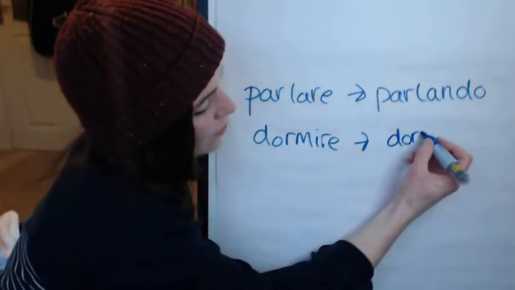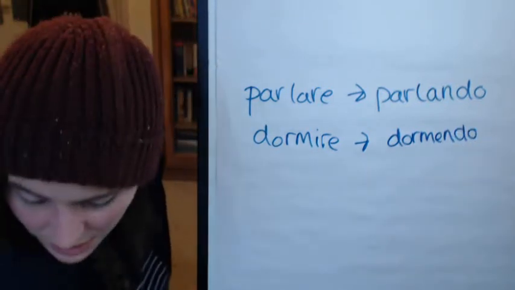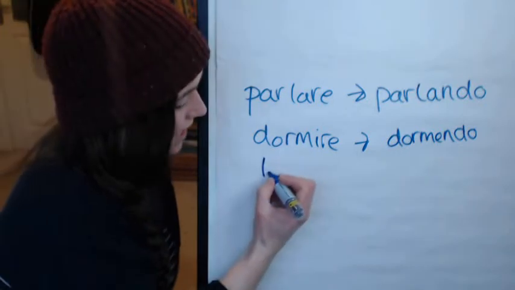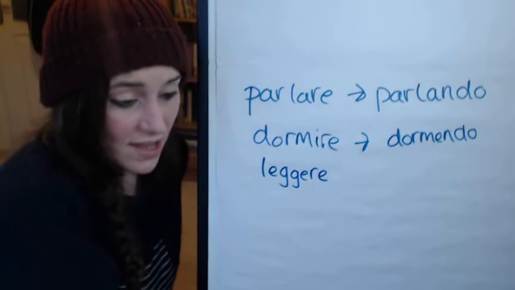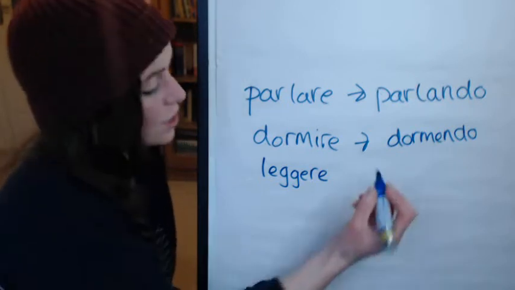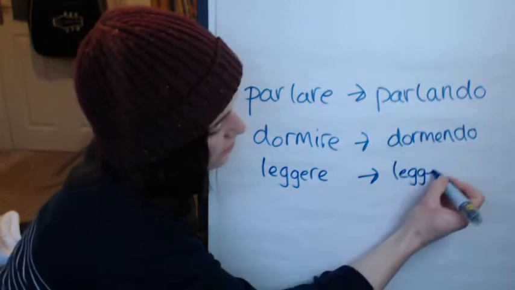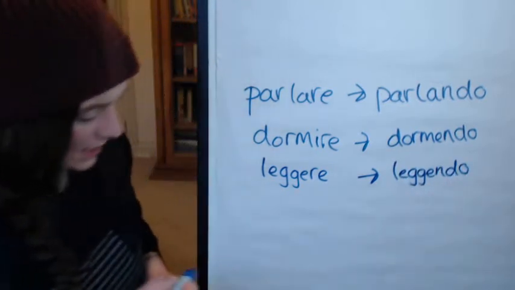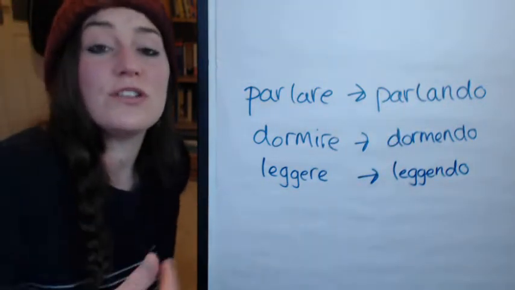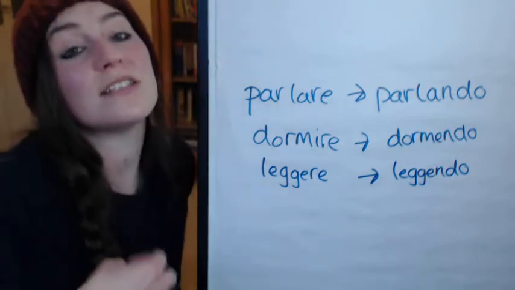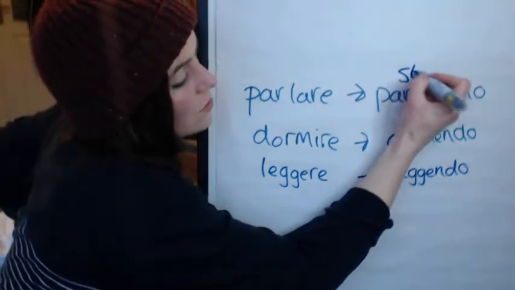Sto dormendo. I'm sleeping. Lasciami in pace. Leave me alone. Then ERE verbs like leggere or mettere or prendere or scendere even go to endo. Leggendo. And in front of these gerund forms, we use the conjugated present tense form of stare. So, let's see what that looks like. Sto parlando.